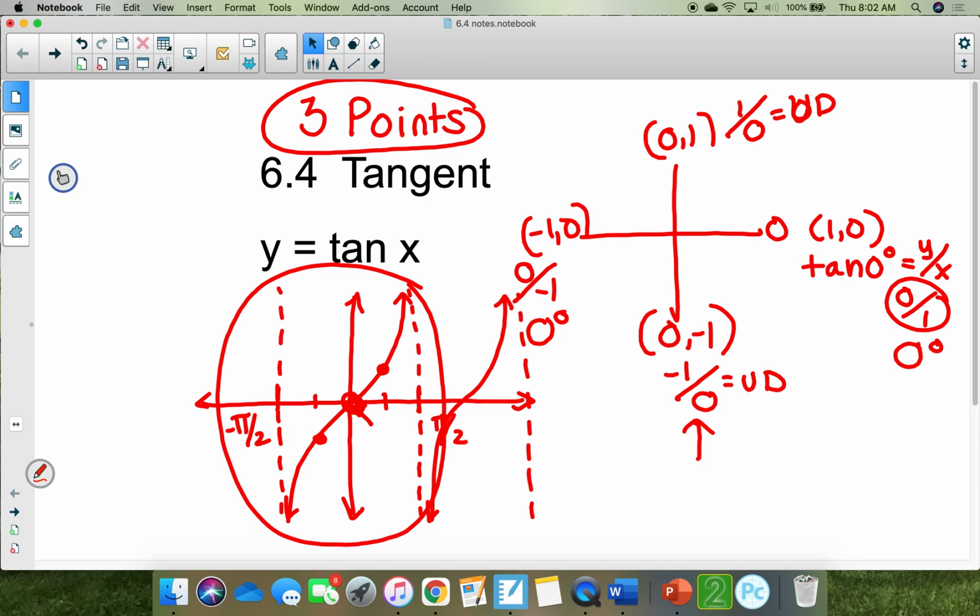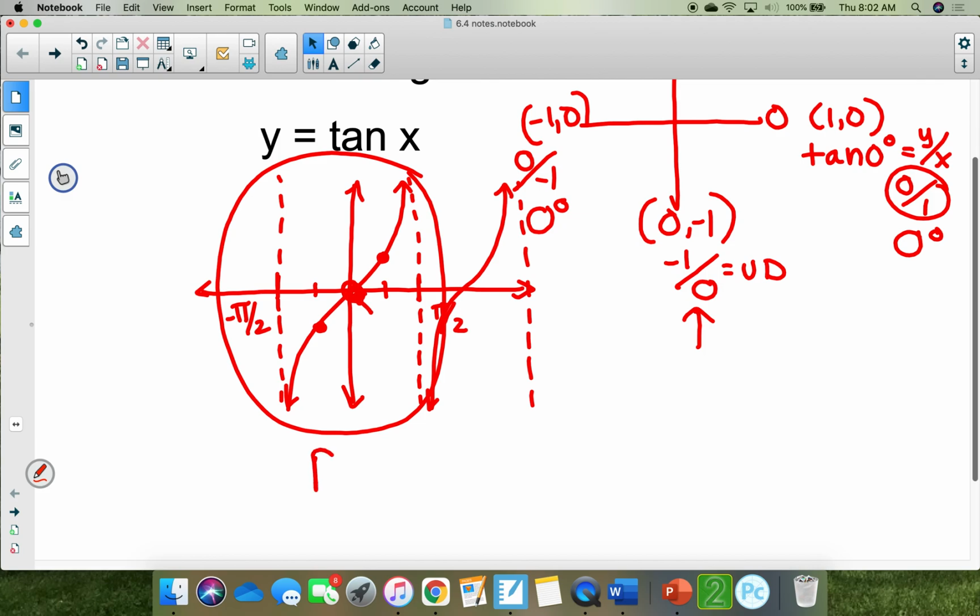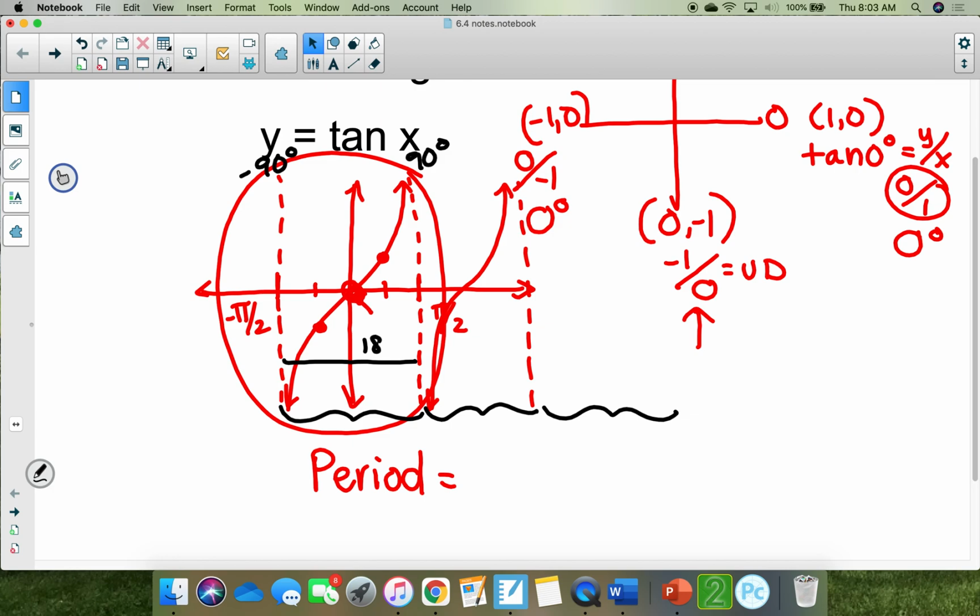Okay, I want to talk about the period of this, when it starts repeating. It's different than the sine and cosine. To figure out what the period is for the tangent, let's look at this. It starts repeating from a positive 90 to a negative 90, which is exactly 180 degrees. So the formula is not 2 pi over k. 180 is just pi divided by k. That's how you find the period for tangent. To find the period for sine and cosine, it was 2 pi divided by k, so don't get this mixed up.